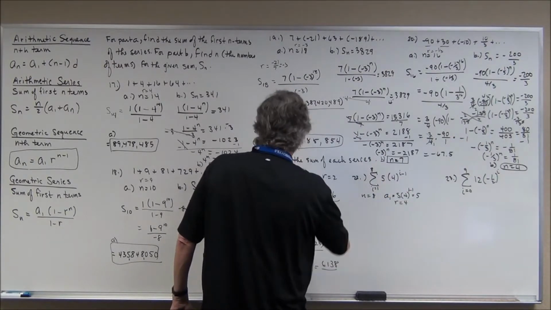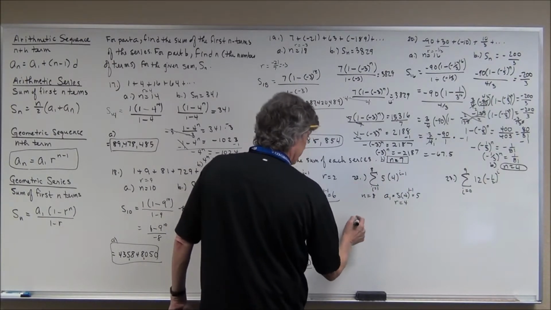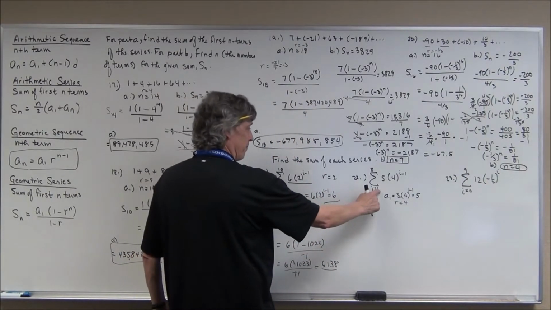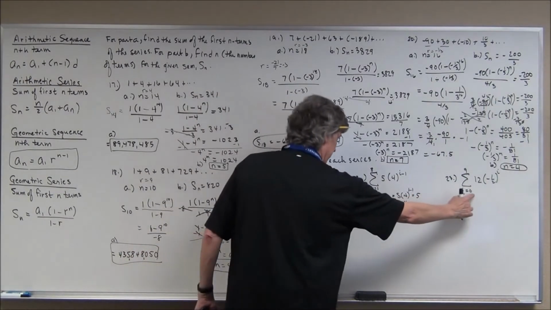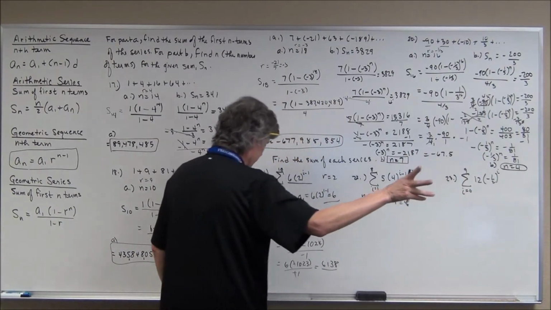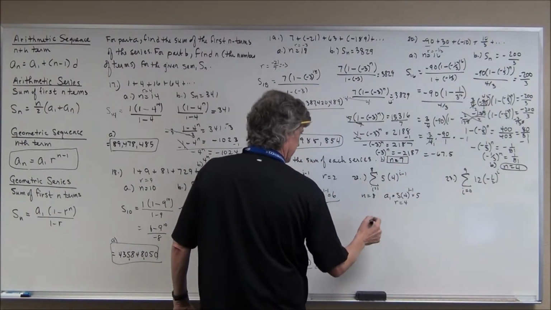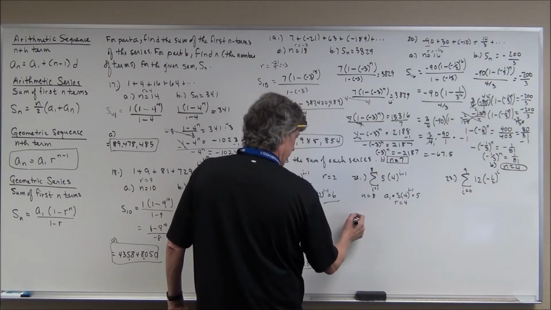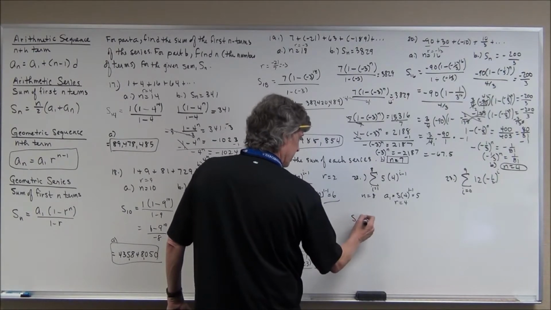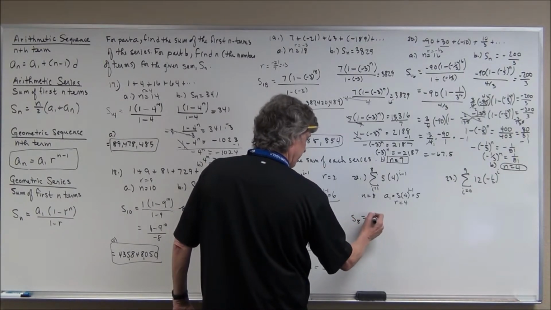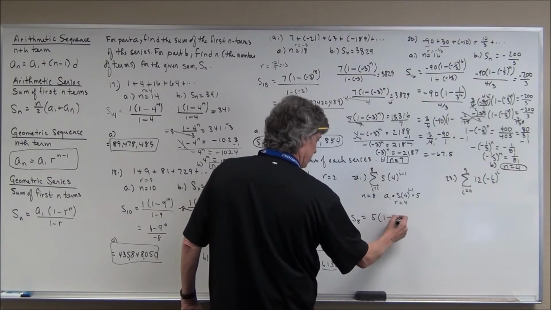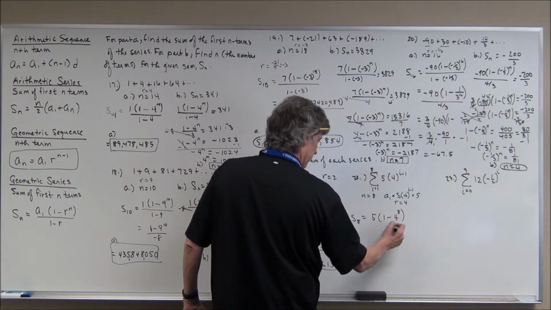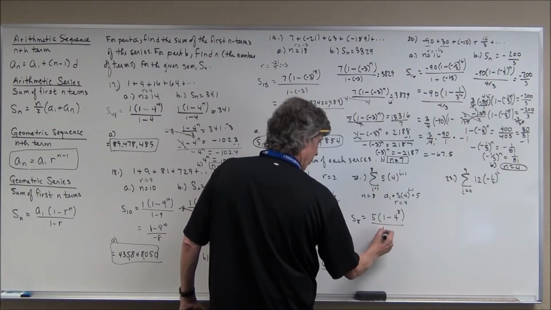Now I'm going to do that each time that my bottom limit is 1, but you'll notice here that my bottom limit is 0. I'm going to do that one a little differently. I'm going to show you that in a second. But S sub 8 would be a sub 1, which is 5 times 1 minus my ratio 4 to the 8th power, all over 1 minus 4.